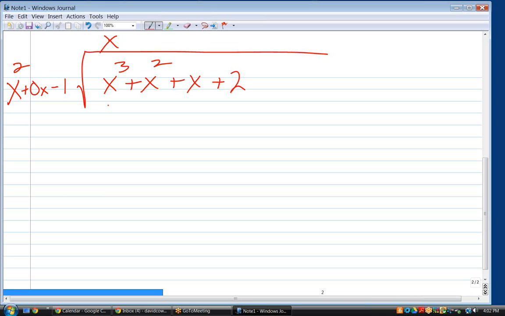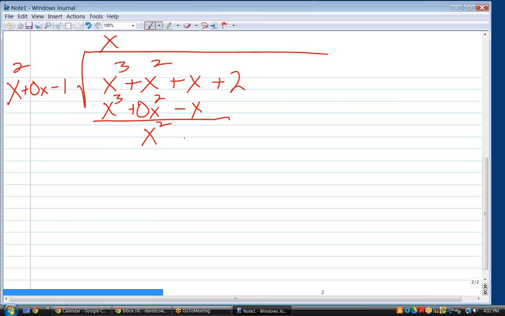So what goes here? X times x squared is x cubed. Here, which would be 0x squared. Here, negative 1x. Okay, now we subtract. Right. So this is always 0. Yeah. What's this? x squared.